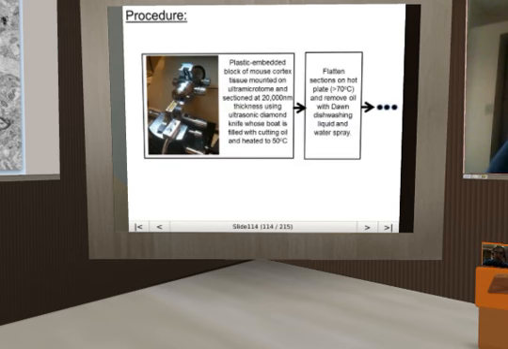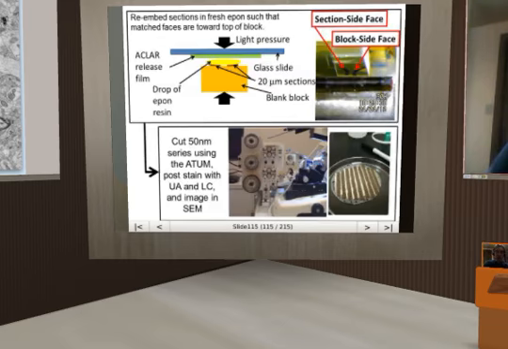So again, the procedure was cutting a piece of plastic embedded mouse cortex tissue at 20 micron thickness using an ultrasonic diamond knife. These sections were then re-embedded in plastic so that they could be sectioned at 50 nanometer thickness and collected using the atom tape collection mechanism.